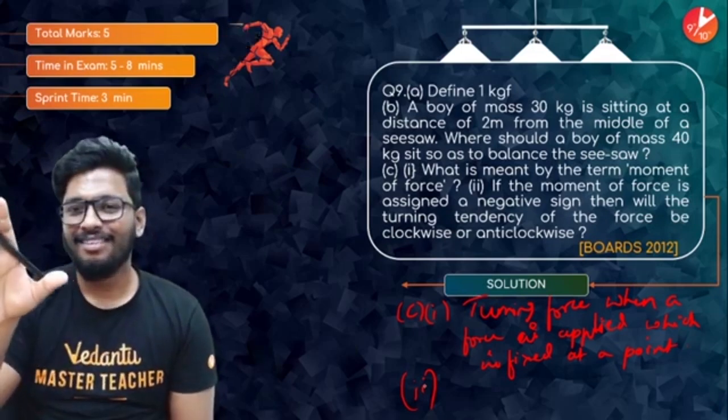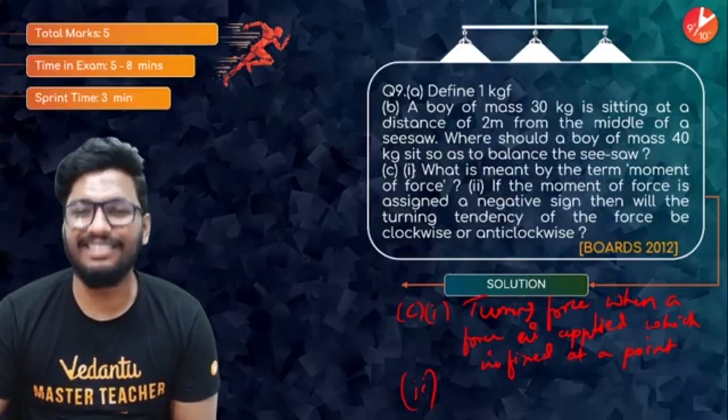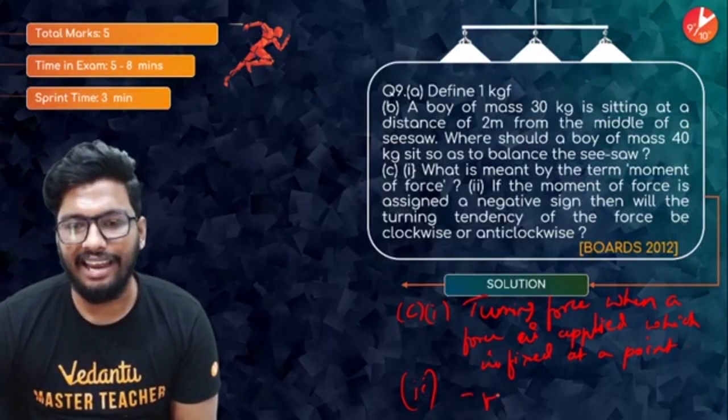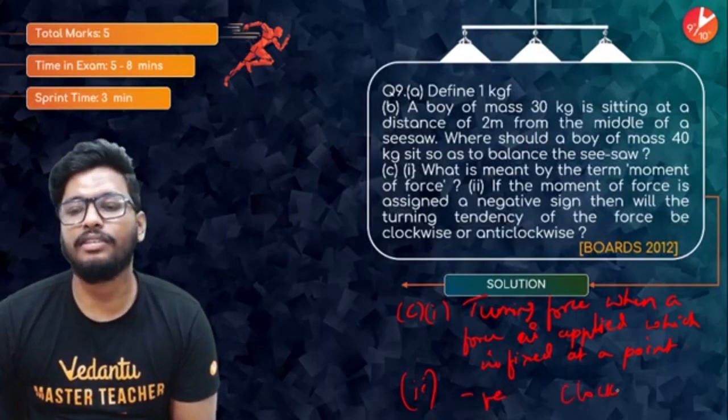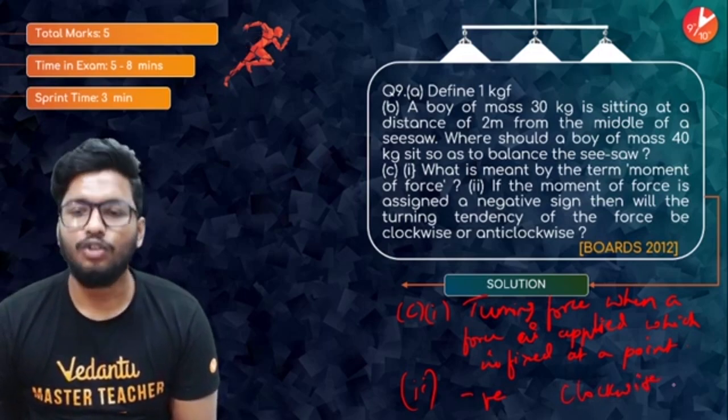All right. Second part of the question is, if the moment of force is assigned a negative value, then what will be the turning tendency of a force? Will it be clockwise or anti-clockwise? If it is negative, people, it is going to be clockwise. Remember this: negative is clockwise, positive is anti-clockwise.